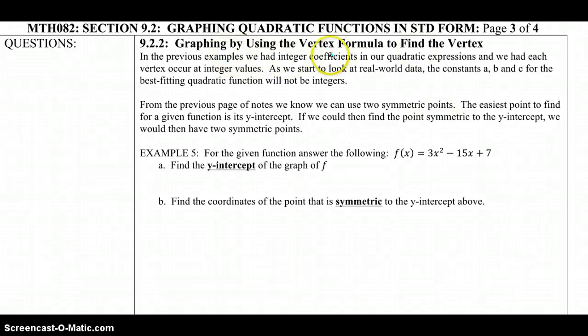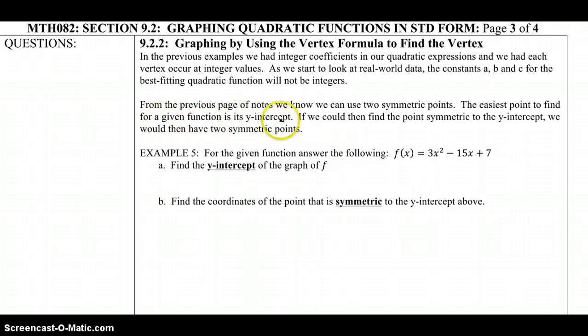So, graphing by using the vertex formula to find the vertex. In the previous examples we had integer coefficients in our quadratic expressions, and each vertex occurred at integer values. As we start to look at real-world data, the constants a, b, and c for the best fitting quadratic function will not be integers.